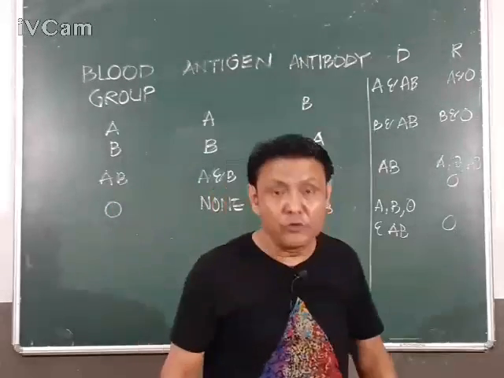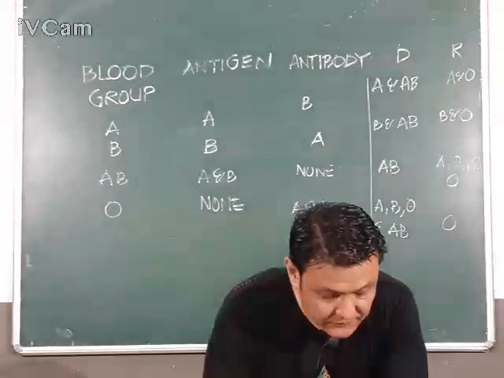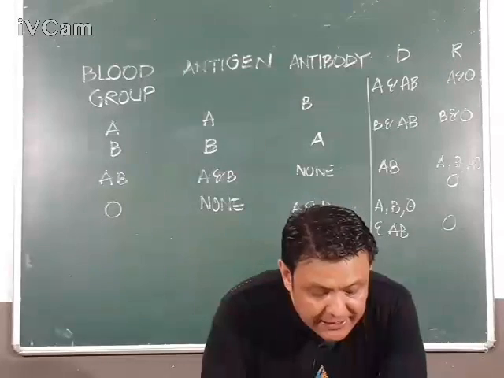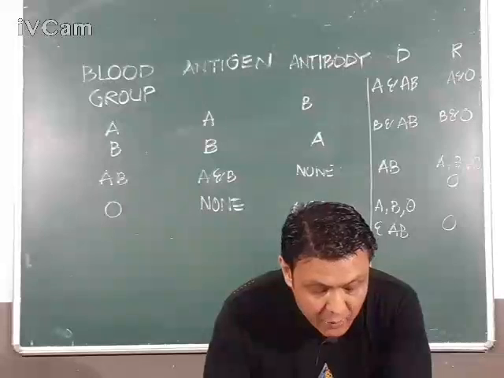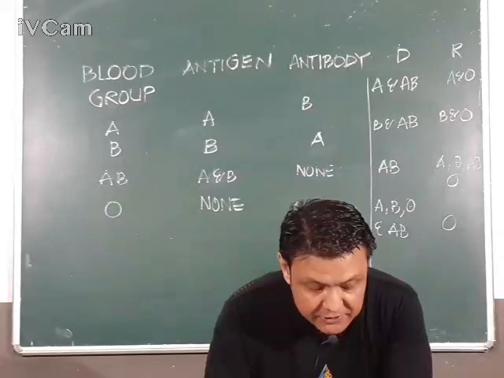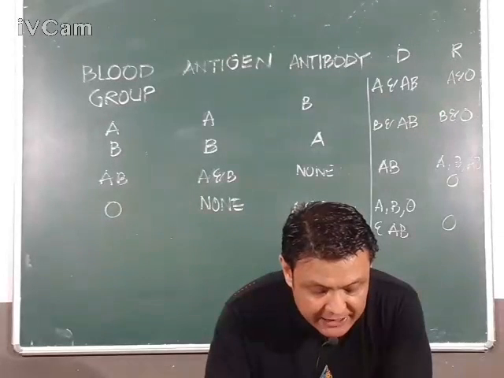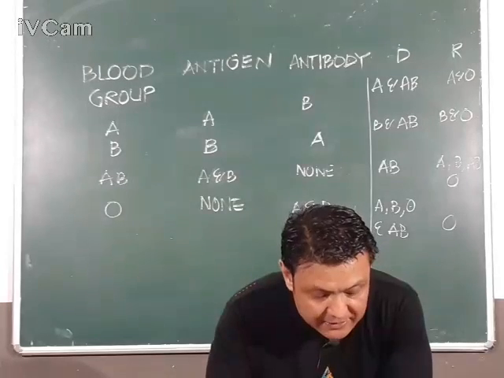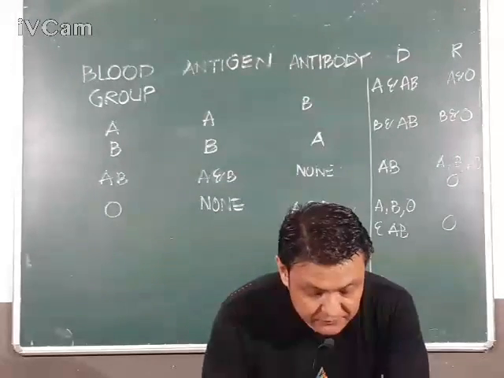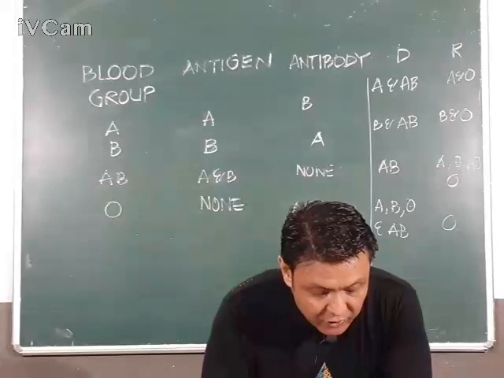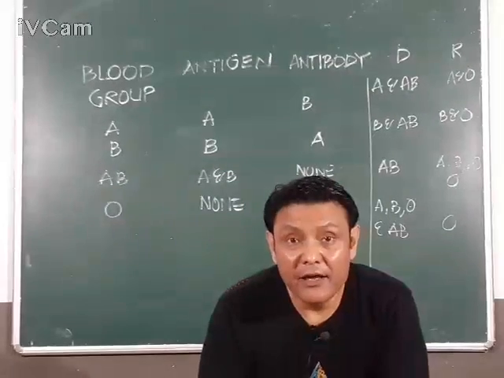So therefore, we do not transfuse such blood. The antigens and the antibodies work against each other. When blood containing the opposite antigens is transferred into the body of a person, the antibodies of the recipient will attack the donated blood and cause clumping. This may cause blood infection and even death.